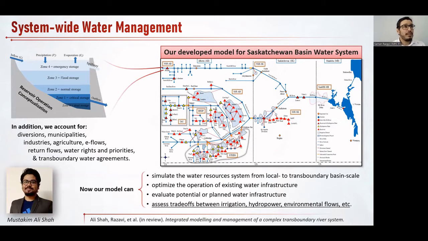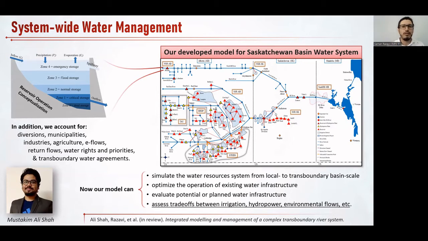Let's move to water resources systems modeling. Now we have a system-wide water management model for the entire Saskatchewan River Basin. So this is a fairly complex system with a fairly complex model now, simulating more than 50 reservoirs, so many irrigation nodes, different interests, transboundary water agreement, priorities, and so on.